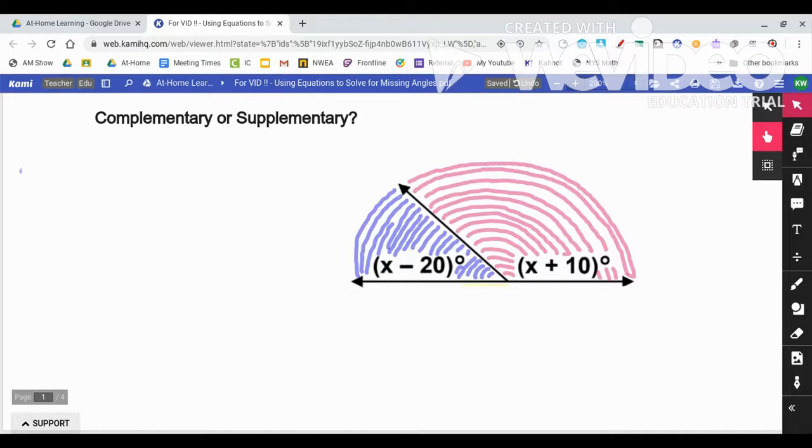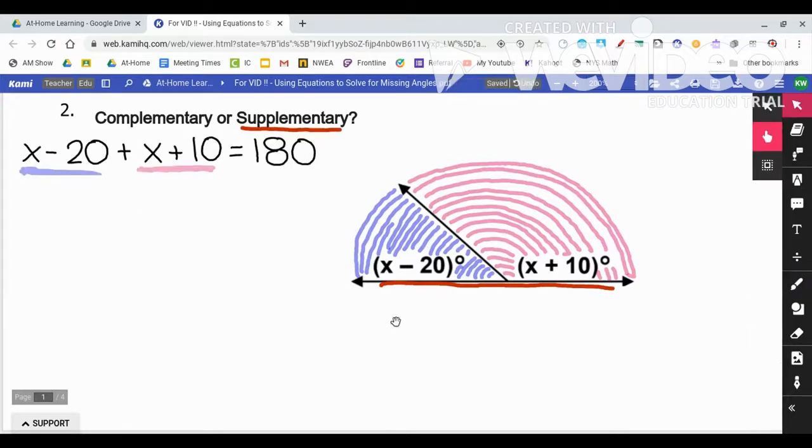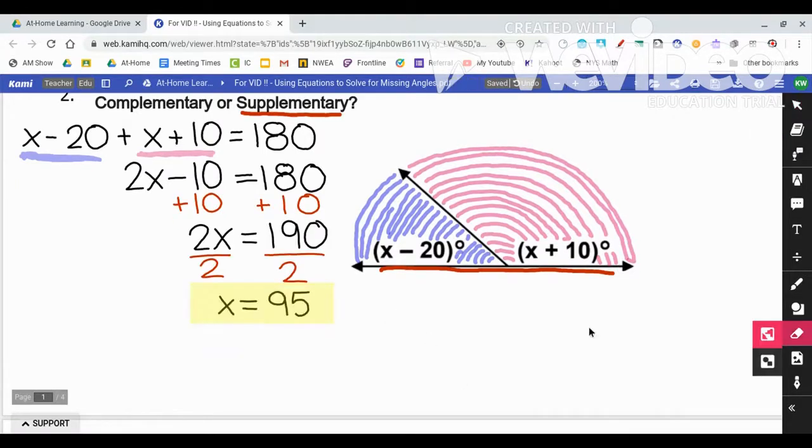Now on this next example, I have to decide, are these complementary or supplementary angles? Well, the blue and red angle make up a straight line, which means that I should add them together and set them equal to 180 degrees because they're supplementary angles. So I'm going to add them together and set them equal to 180. I combine like terms, and then I solve like normal. I'm going to add 10 to both sides of my equation, bring down the 2x, divide by 2 on both sides, and I get x equals 95.